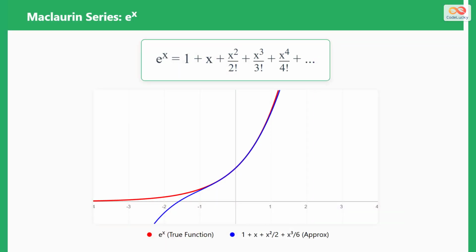Because every derivative is 1, the formula becomes very simple. The Maclaurin series for e to the x is 1 plus x plus x squared over 2 factorial plus x cubed over 3 factorial, and so on. Notice how the blue curve, which represents our approximation, starts to hug the red curve, the true function, as we add more terms.